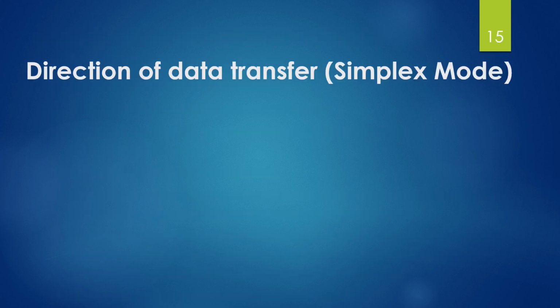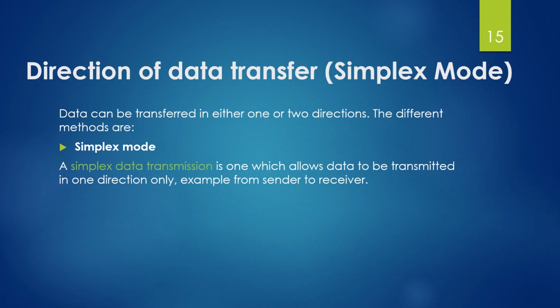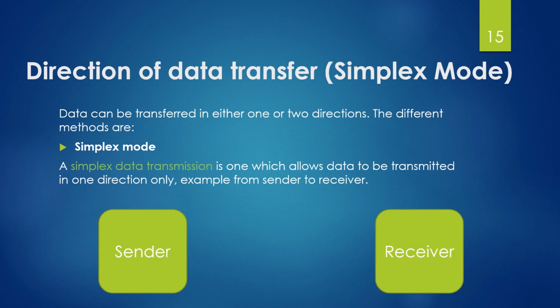Direction of data transfer. Data can be transferred in either one or two directions. The different methods are simplex mode. So first we are going to see simplex mode. A simplex data transmission is one which allows data to be transmitted in one direction only, for example, from the sender to the receiver. So as you can see in the diagram here, we have the sender, then we have the receiver, and data is being transmitted in one direction only.